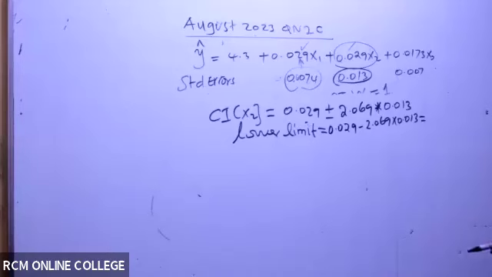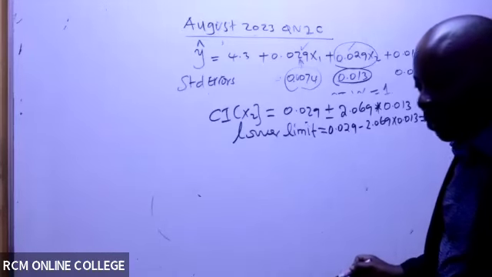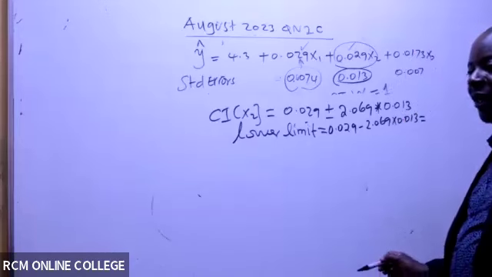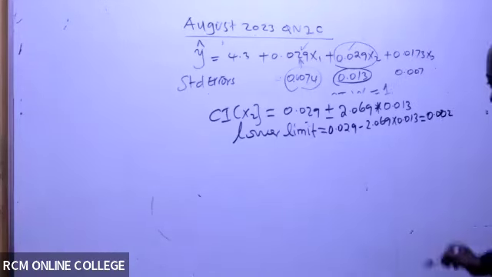We are overcoming, we shall overcome. So this one here gives us what figure? We have 0.002. Thank you so much.